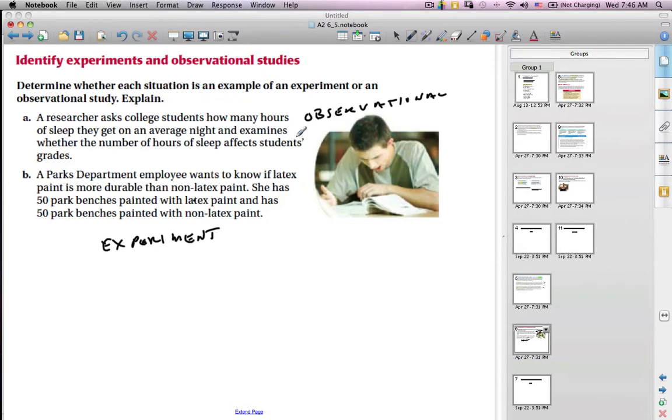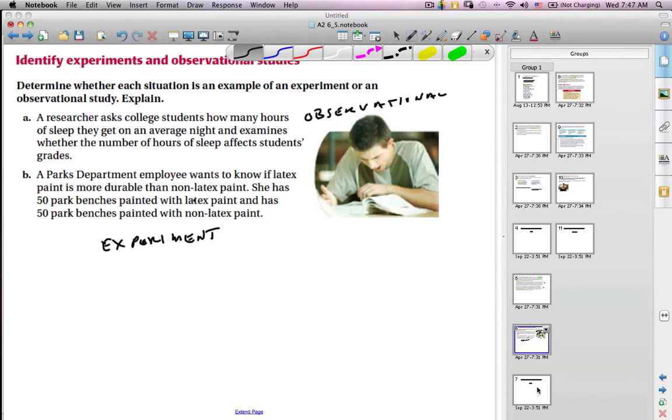In this case, if I did an experiment here and I took a group of students and I deliberately deprived some of those students of sleep to see if it affected their grades, that's not good for them. That could lead to health problems, that could hurt them, that could lead to a very bad semester where their grades drop. It would be inappropriate for me to do an experiment for that.